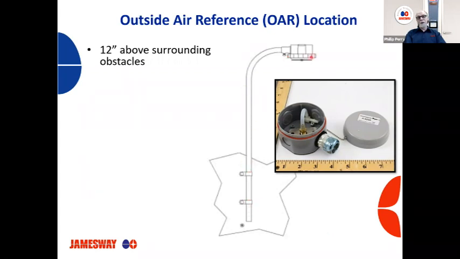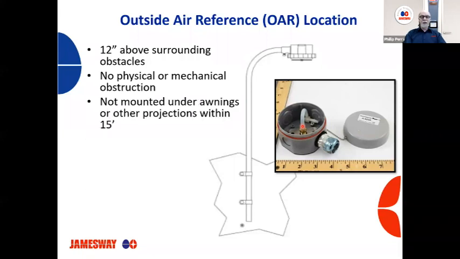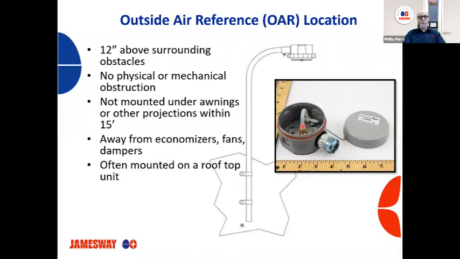It comes up through a conduit, and then this reference, what we call a reference sensor, is attached to the top of the conduit, and then the plastic tubing is connected to the inside of this sensor. It should have no physical or mechanical obstruction. It's not mounted under awnings or other projections within 15 feet. So we want a true reference when we're referencing to the outside, and we're just trying to take away anything that could interfere with it doing the proper monitoring and providing the proper pressure within the room.